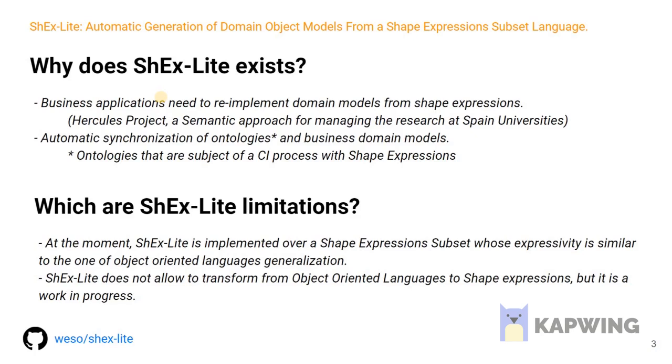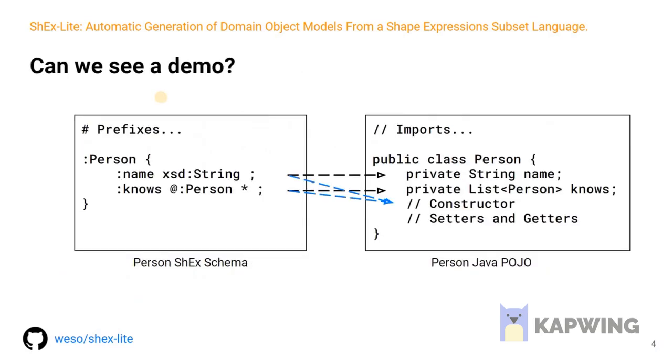And is it magic, or does it have any limitation? At the moment, ShEx-Lite only works with a shape expressions language subset whose expressivity is similar to the one of the object-oriented languages generalization. And second, ShEx-Lite does not allow to transform from object-oriented languages to shape expressions, but it is a work in progress. So now that we know ShEx-Lite's story, let's see how it works.